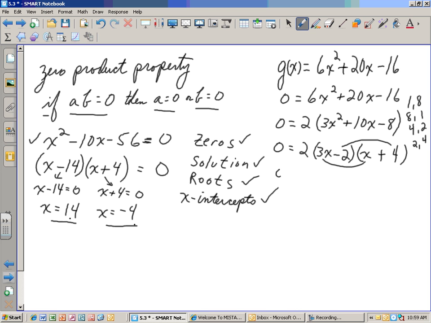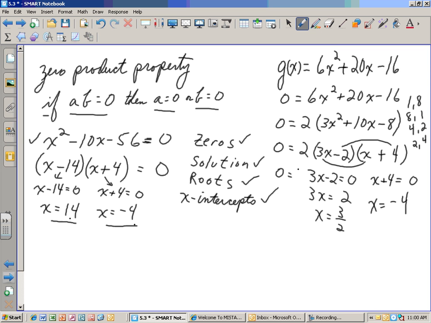So what is the solution? Well, either 3x minus 2 has to equal 0, or x plus 4 has to equal 0. We'll talk about the 2 on the outside in a moment. So let's add 2 and divide by 3. Or, subtracting 4 from each side.